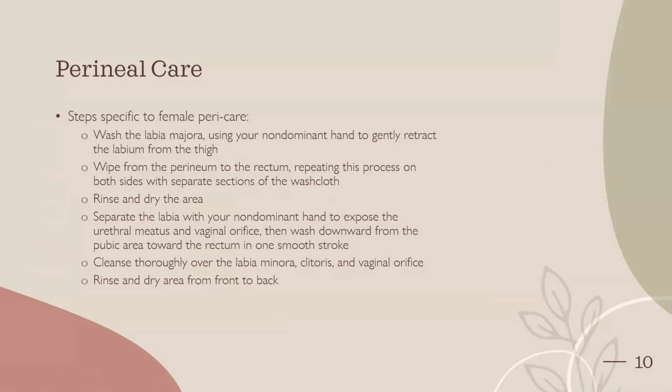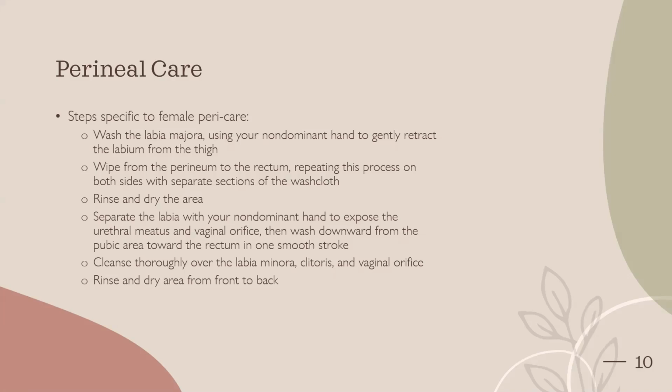You're going to wash the labia majora using your non-dominant hand to gently retract the labium from the thigh, then wipe from the perineum to the rectum, repeating this process on both sides with separate sections of the washcloth. Then you're going to rinse and dry the area from front to back.